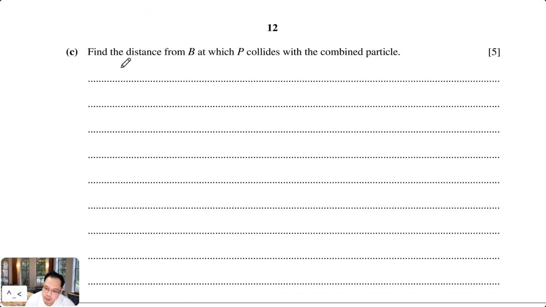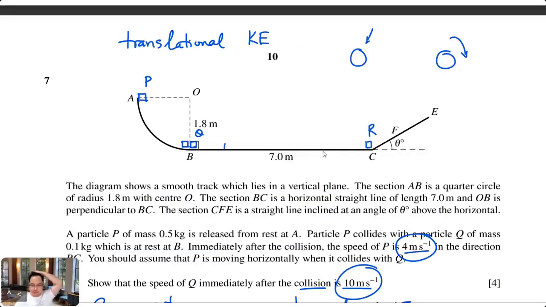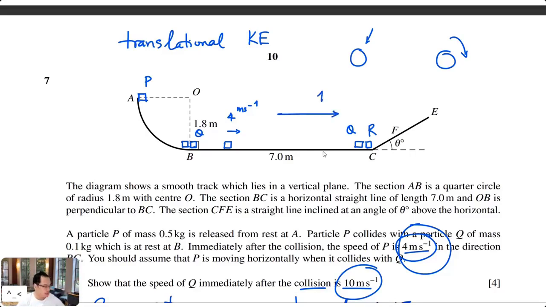Lastly, question C. Find the distance from B at which the particle P collides with the combined particle. Note that the particle P has a very low speed, which is 4 meters per second, meaning it moves very slowly compared to the particle Q moving very fast with a speed of 10 meters per second. So Q will move ahead. VQ here is 10 meters per second.